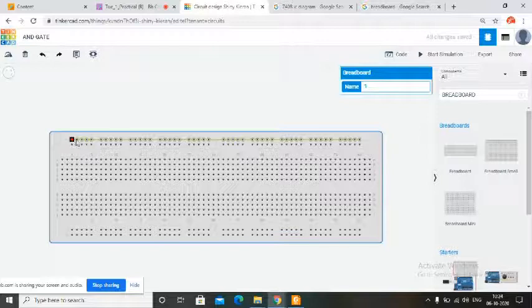So if you put the cursor on any of the dots, all the dots will be interconnected, right? You can see the green line is throughout the entire horizontal line, right? Yes, sir. So all these dots are internally connected.